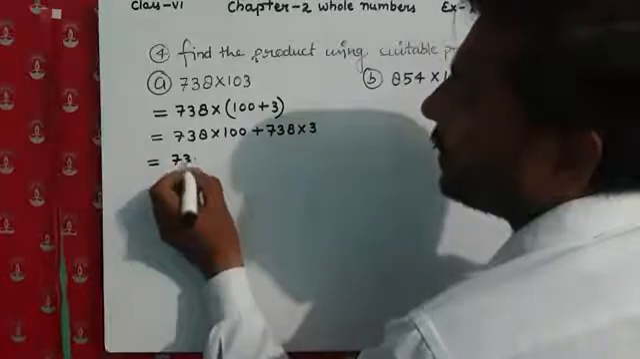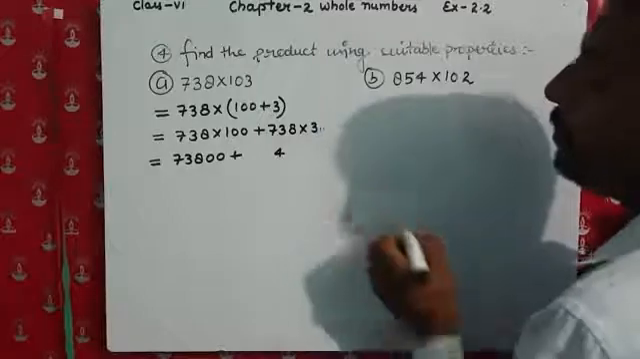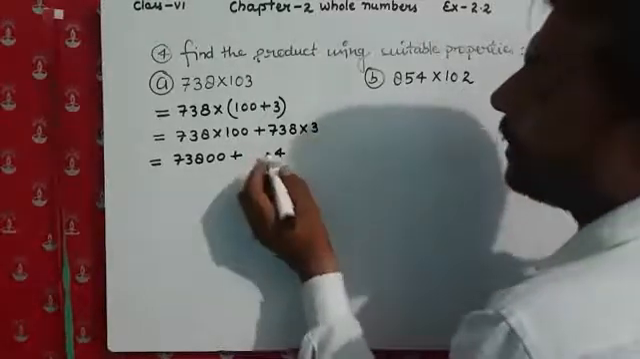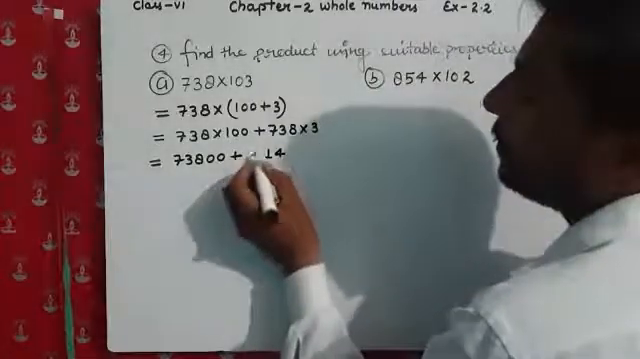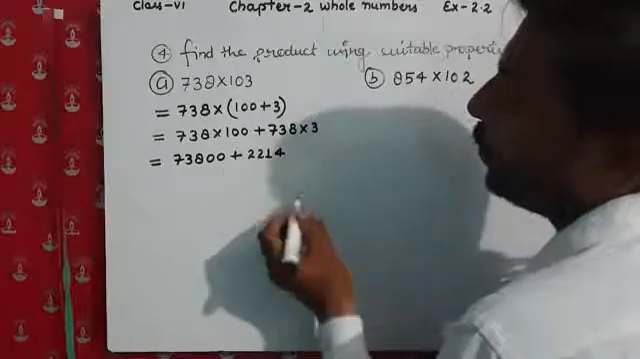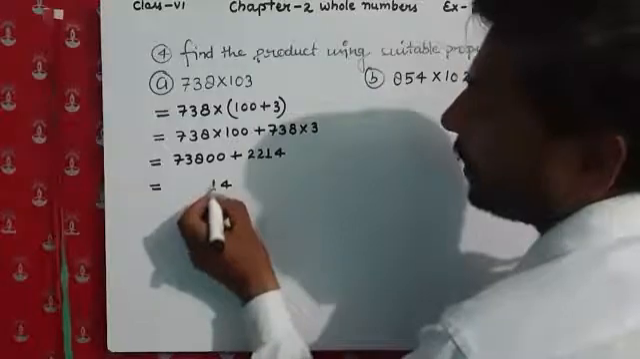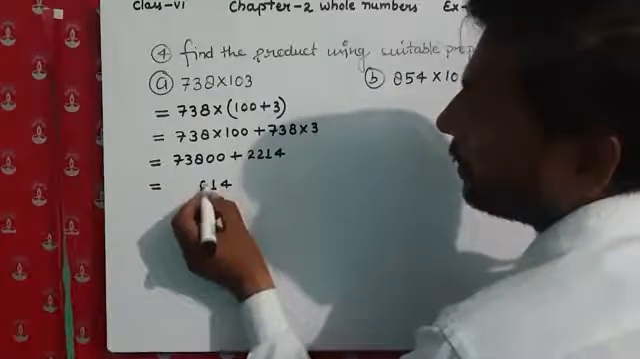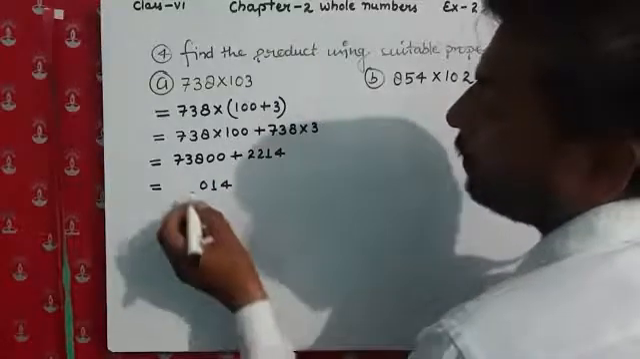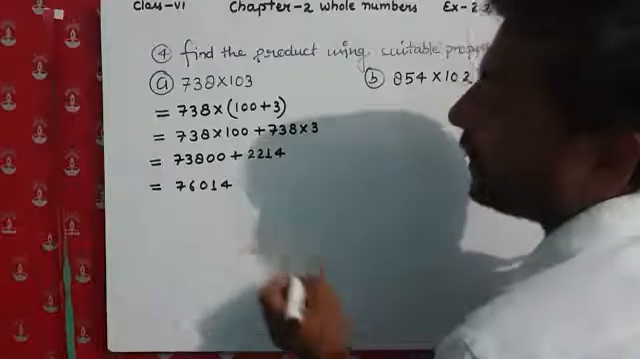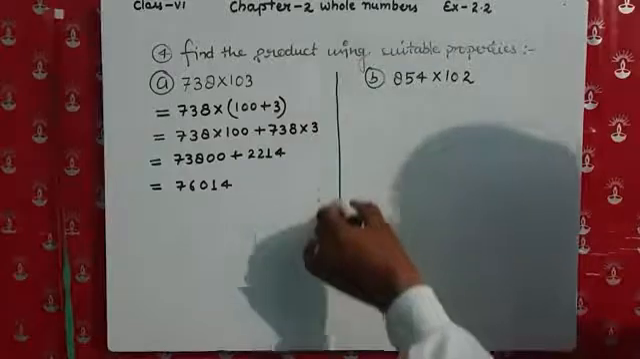Now it becomes 738 plus, now 3 8s are 24, so it becomes 4. Now 2 carry over, 3 3s are 9, 9 plus 2 is 11. Now 1 carry over, 7 3s are 21 plus 1, so it becomes 22. So now what we have to do, add them. 4 as it is, 1 as it is, 8 plus 2 is 10, 8 plus 2 is 10, 1 carry over, 3 plus 2, 5 plus 1, 6. Now we are getting 76,014. Similarly, we are going to the B part.